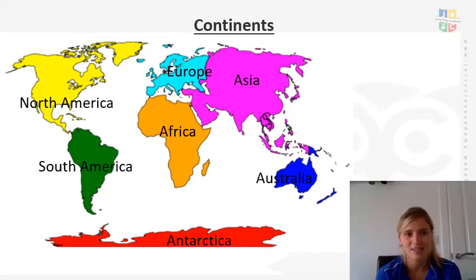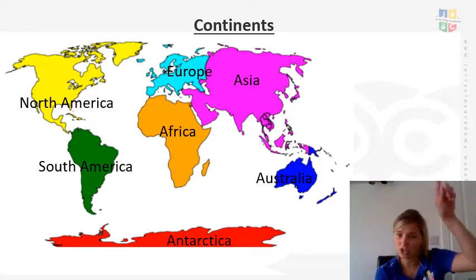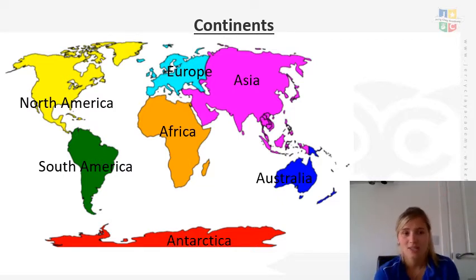Okay, so let's have a look. So on the left hand side we have North America and South America. So if you found where North America was, on a compass we always say that north is at the top and south is at the bottom. So this is why it makes it nice and easy to know which way around North and South America go.